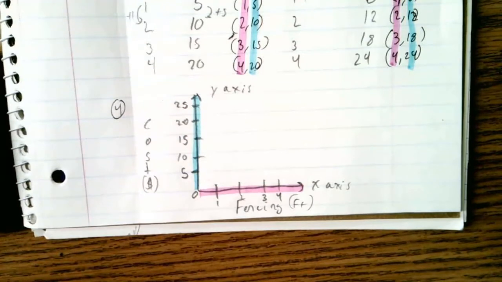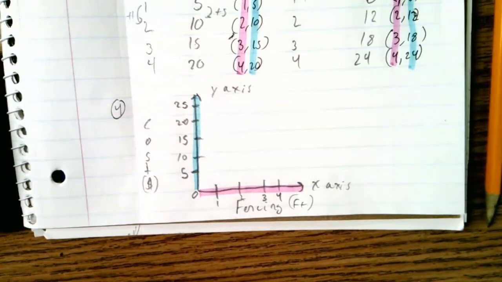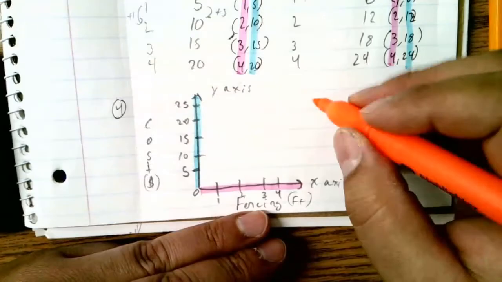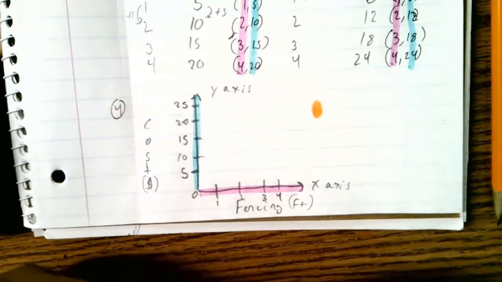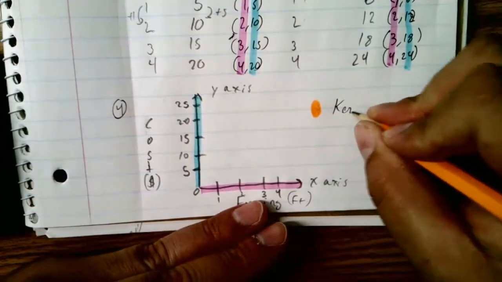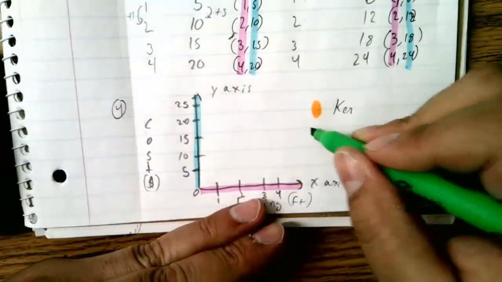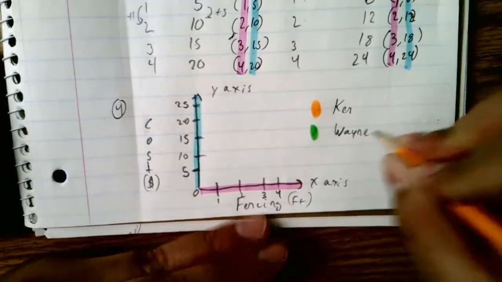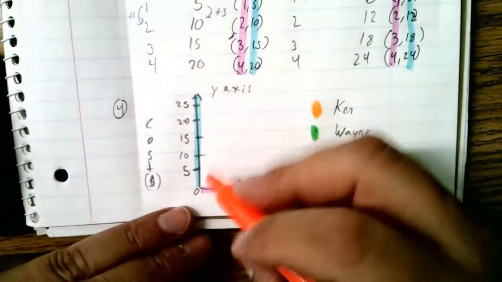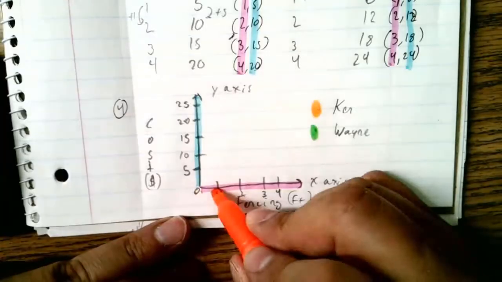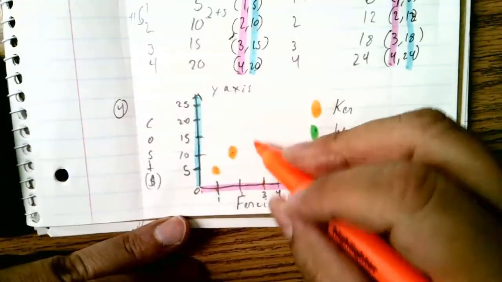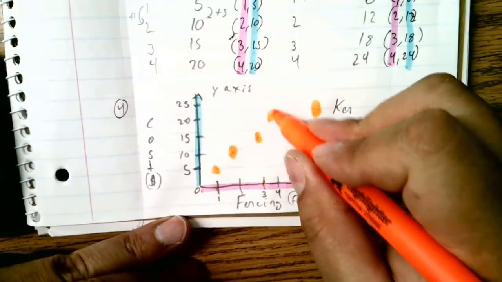All right. And then just graph the points. Now here's the thing you have to remember. I'm going to use 2 different colors. Let's call orange Ken. And let's call green Wayne. All right, Ken, we have 1, 5. Always start at the origin. 1, 5. 2, 10. 3, 15. 4, 20.